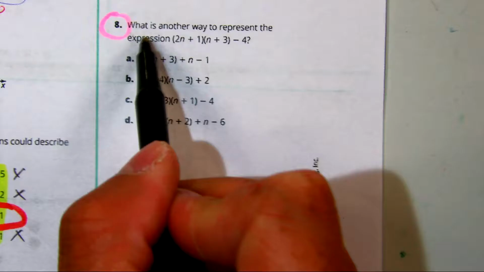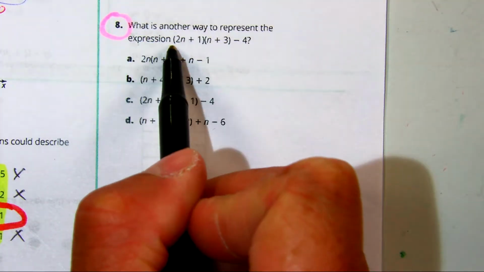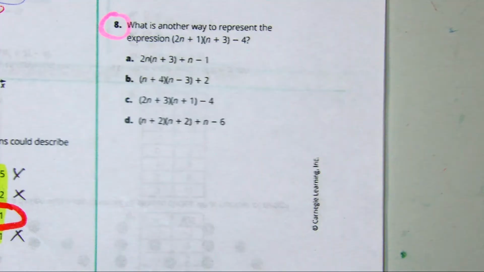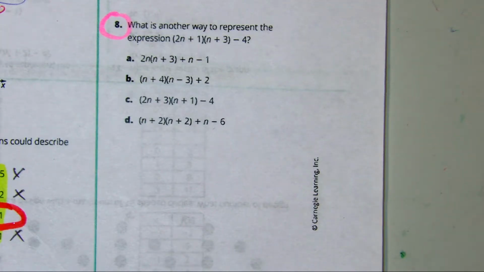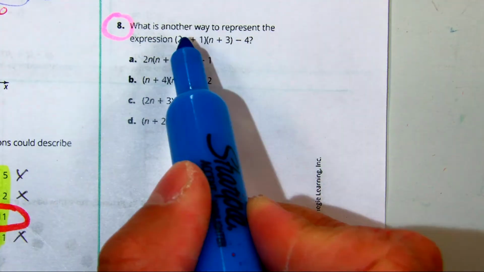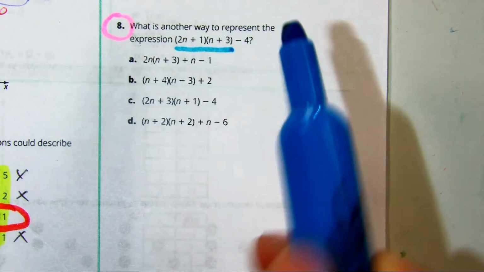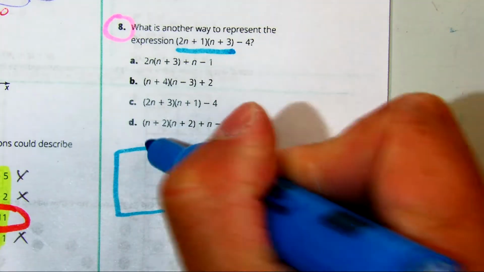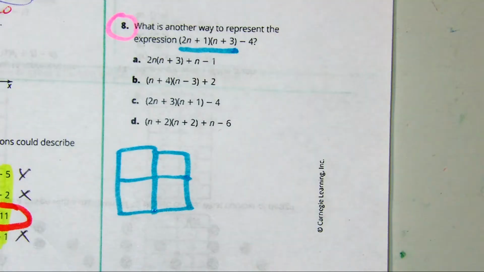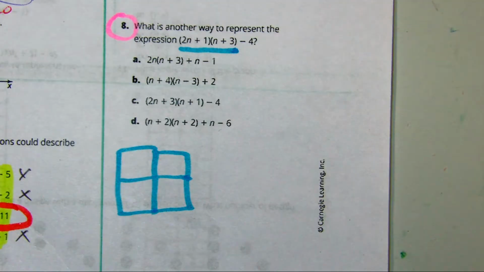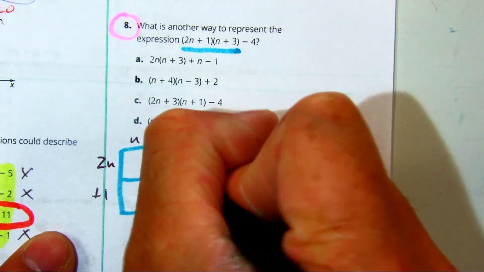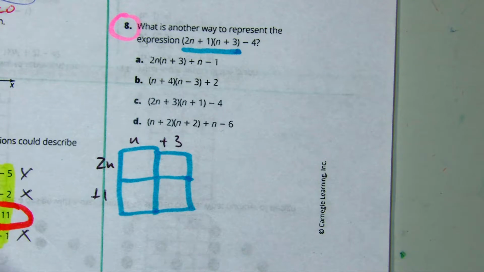It says, what is another way to represent the expression (2n + 1)(n + 3) - 4? First thing I'm going to do is use my highlighter and underline this part here. And that tells me I'm going to have to use this box. I'm going to have to multiply binomials times binomials: 2n + 1, and then n + 3. And I'm just going to multiply.